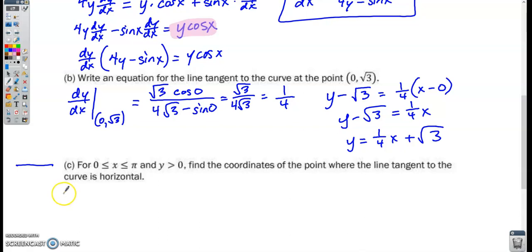So we're going to start by setting the numerator here equal to 0. y cosine of x has to be equal to 0. And of course, this is where that y greater than 0 comes in, being important for us. Since y is greater than 0, we know that y is not equal to 0.